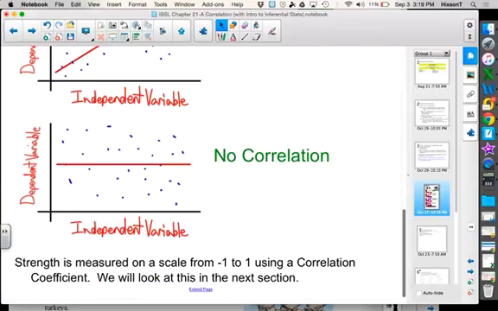Now, correlation strength is measured on a scale from -1 to +1, and we use what's called a correlation coefficient. If it equals -1, that means we have a perfect negative correlation. A +1 would be that first example we saw at the top, perfect positive correlation. But then we also have 0. This right here would be really, really close to 0, with no correlation.